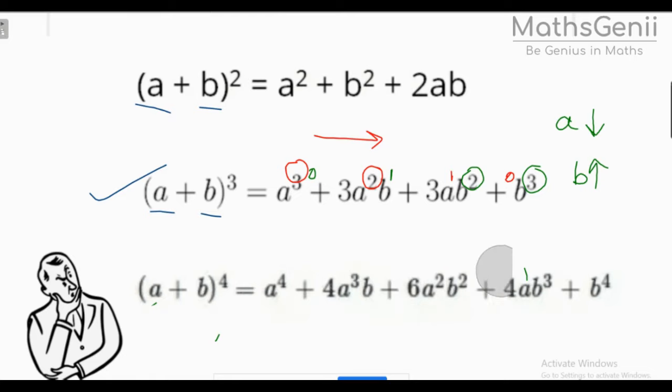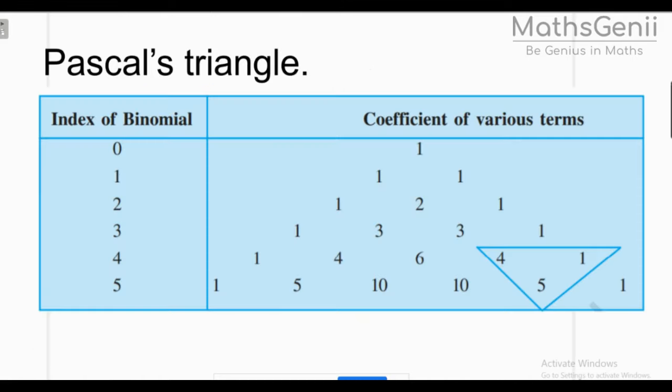Now you'll tell me, okay, I've understood the patterns, but then what about the coefficients? So these are the coefficients: 1, 3, 3, 1. Similarly here 1, 4, 6, 4, 1. So how do you compute these coefficients? So we have something called Pascal's triangle.